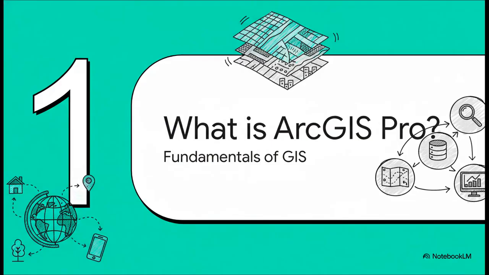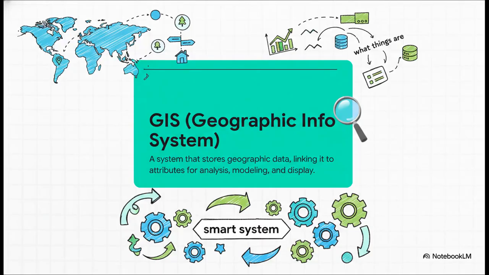So let's start at the very beginning. What exactly is ArcGIS Pro? Well, to answer that, we first need to understand the fundamentals of GIS itself. So here's the deal. A GIS, or Geographic Information System, is way more than just a fancy map-making tool. Think of it like a smart database with a map as its face. It's all about connecting location data, the where, with all the descriptive info about that location, the what. That link right there is where the magic really happens.